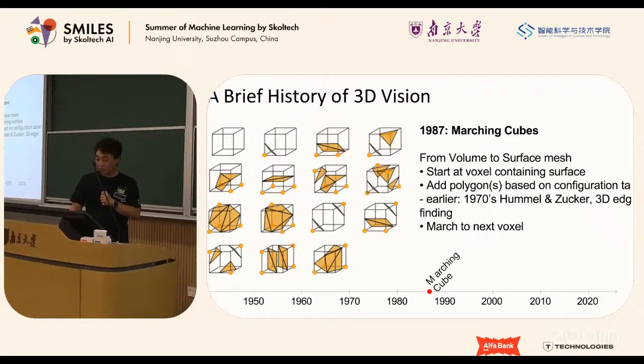The Marching Cubes algorithm converts an implicit volumetric representation into a surface mesh. It examines each voxel cell, determines how the surface intersects the cell, and generates polygons using a configuration table. The algorithm can march through the volume. It remains widely used in medical imaging, 3D scanning, and neural reconstruction.